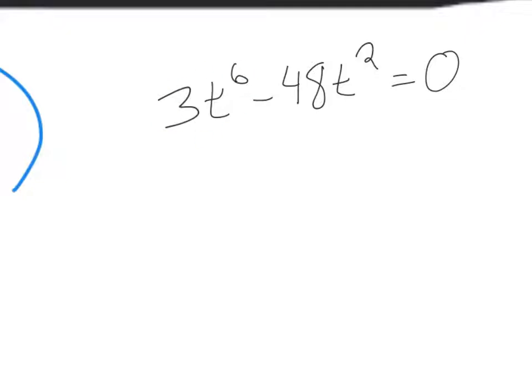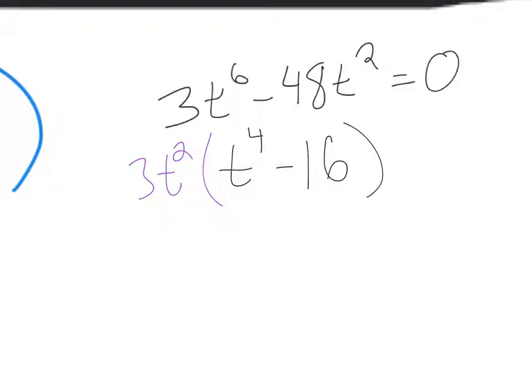For this one, first we have to recognize that we can actually factor out a common factor from both of these terms before we start. And that common factor is going to be 3t squared. Okay, 3t squared times what will make 3t to the 6th? That would just be a t to the 4th. So if I multiply those two out, 3t squared times t to the 4th gets me back to this original term, minus 3 times 16.